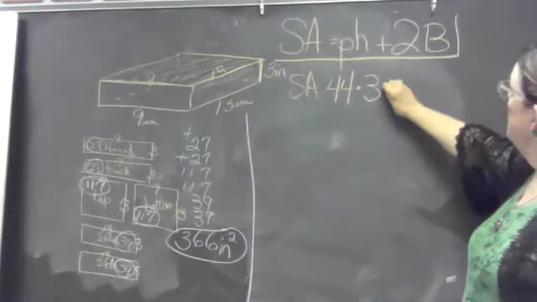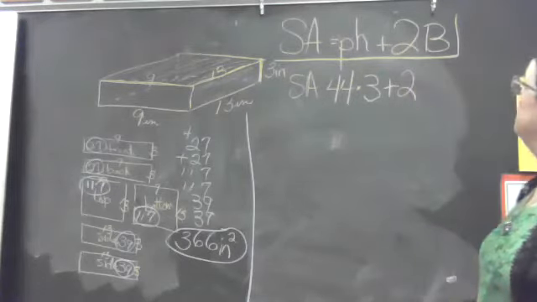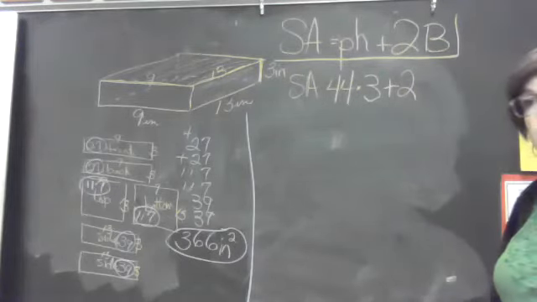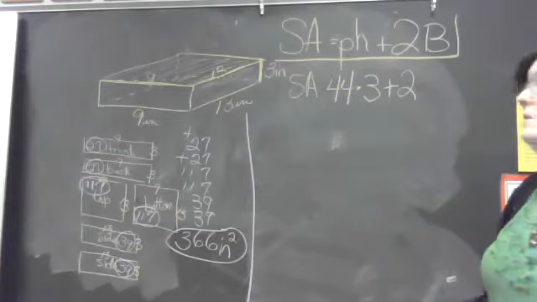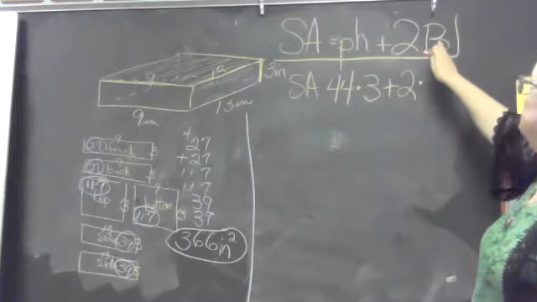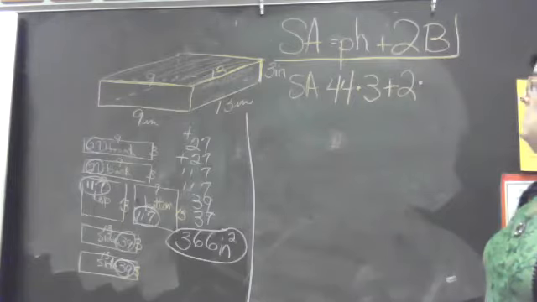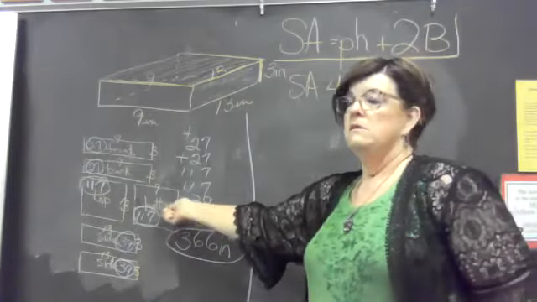Okay, plus, I'm just following the formula. The 2 is in the formula, and then the big B stands for what? The area of the base. That's correct. So I have to find the area of the base. Capital B means the area of the base. And we already found the area of the base, didn't we?